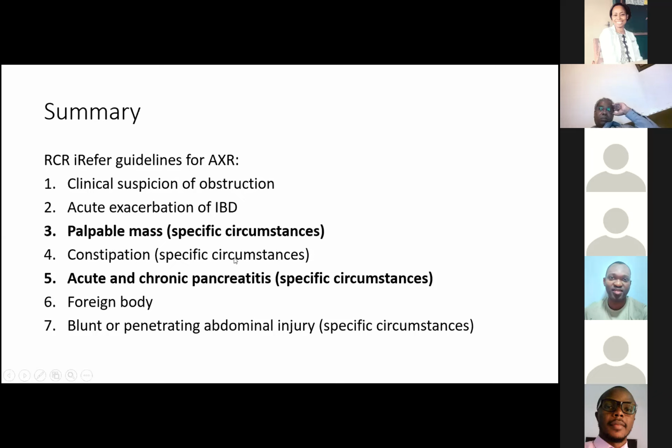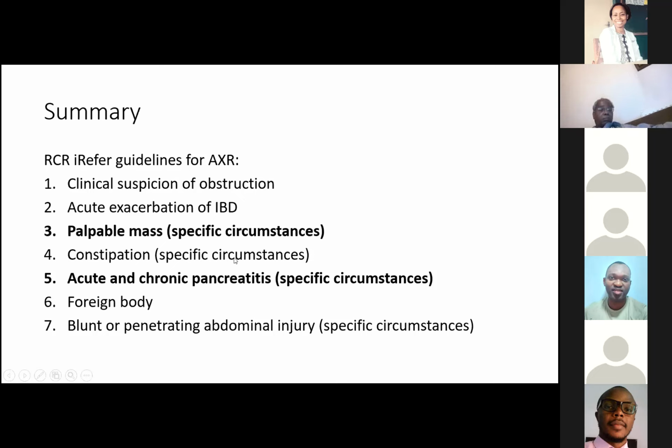because if it's a plain film, if it's normal, you're probably going to end up doing a CT scan anyway, especially if the patient has persistent worrying, unexplained symptoms. And if it's abnormal, you're probably again going to end up doing a CT scan anyway. So there is a role for plain films in obstruction, but you need to consider going straight to CT scan, especially if a patient is very unwell, and where you might have other diagnoses also to consider.